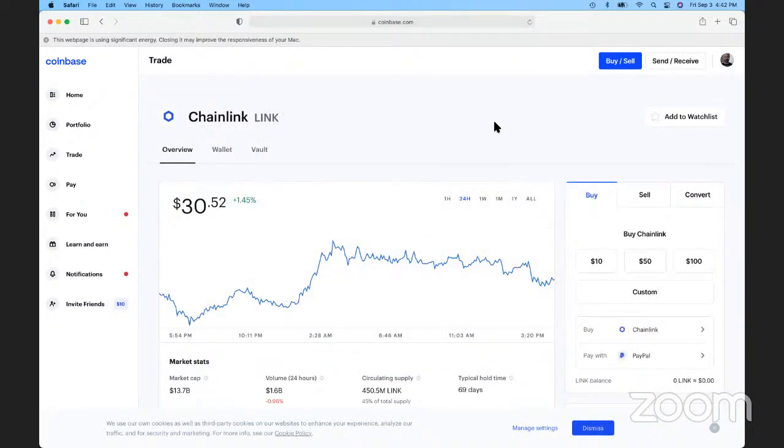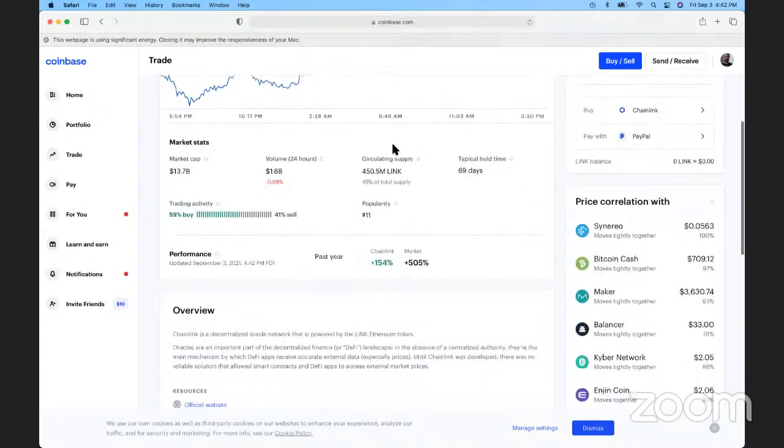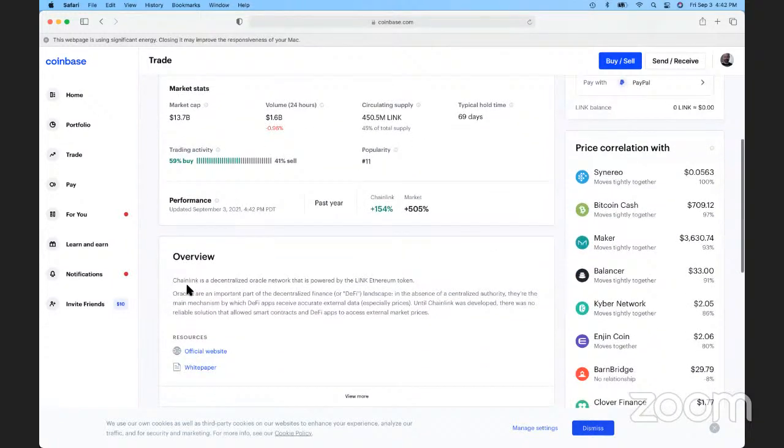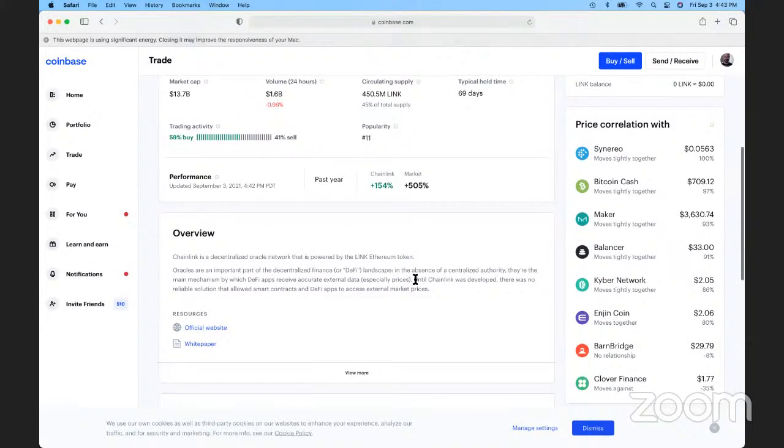Okay, so then you go inside Link, and then you want to read the description. So what does Link do? Okay, so this is a decentralized Oracle network powered by Link Ethereum. Let's see if there's anything important. In the absence of centralized authorities, they're the main mechanism by which DeFi apps receive accurate external data. Until Chainlink was developed, there was no reliable solution that allowed smart contract and DeFi apps to access external market price. So this seems like a very unique feature that Chainlink has. So this already by itself gives value to it.